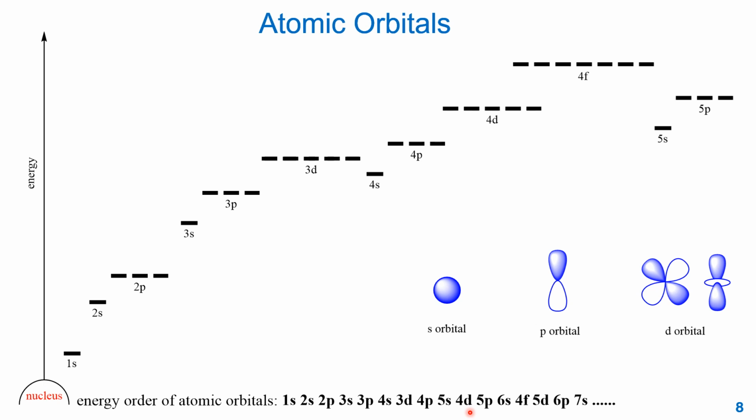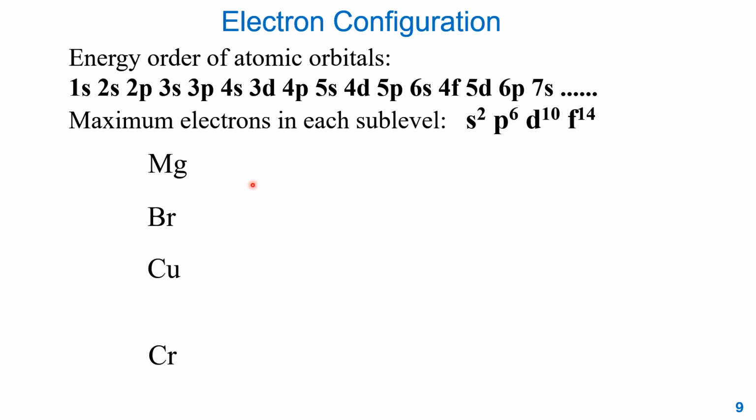Okay, let's see some examples. Keep that in mind. We just talked about the energy level here, okay? And the maximum number of electrons in each subshell is: in an s subshell, 2 maximum; p, 6 maximum electrons; d, up to 10 electrons; in f, up to 14. I have 4 examples shown here.